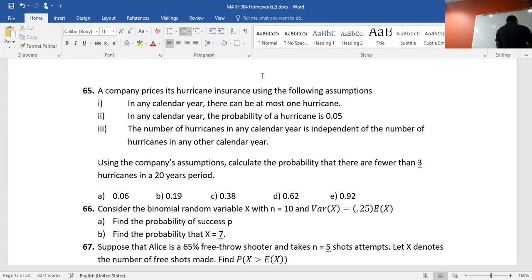P of 1 will be 20 p q^19. P of 2 will be 20 combination 2. Our p here is 0.05. And our q here is 0.95. Now, this will help us to get P of 0, P of 1, P of 2. And we will add them to get the probability that we have fewer than 3. Does that make sense? Any question?